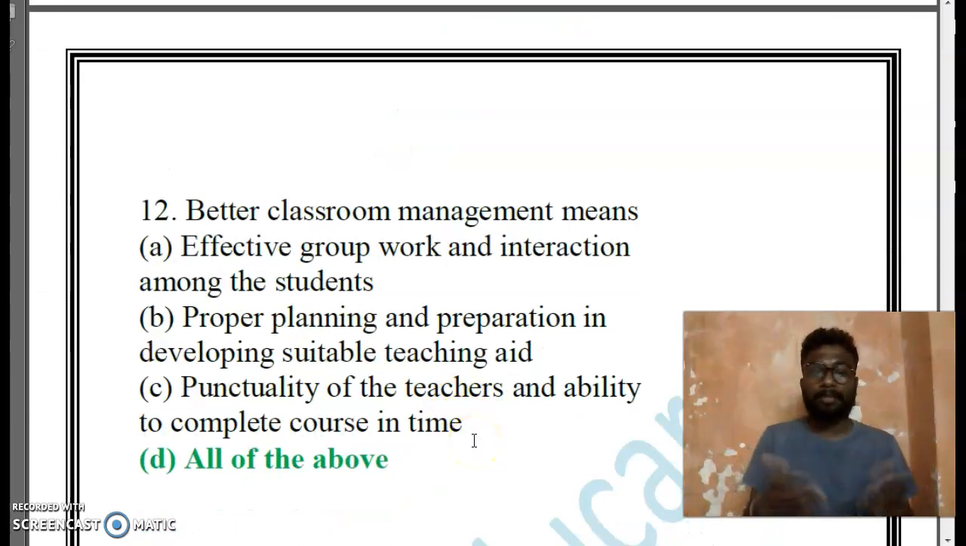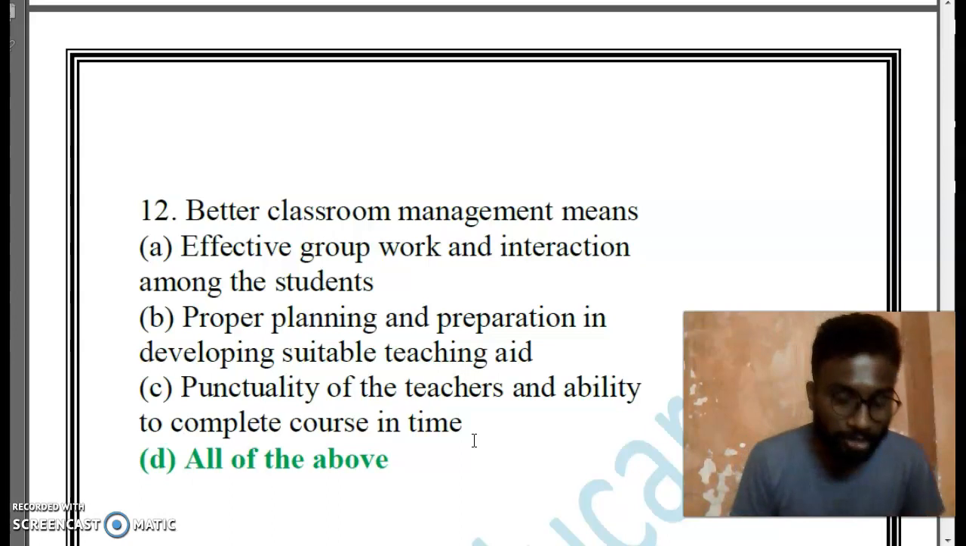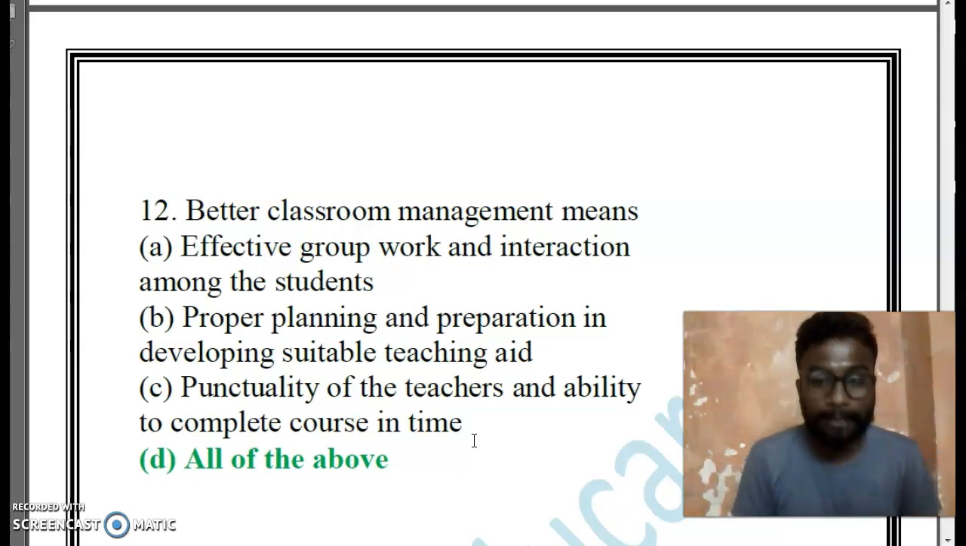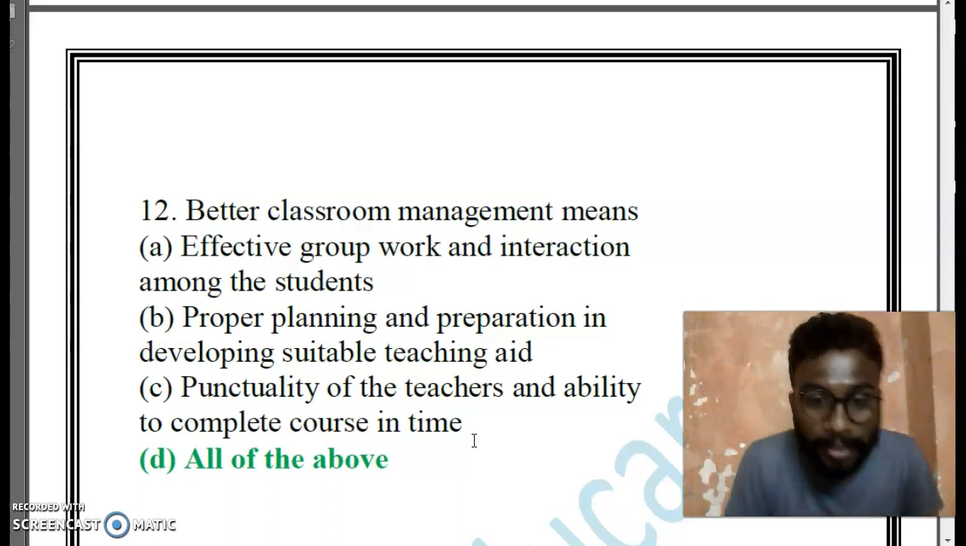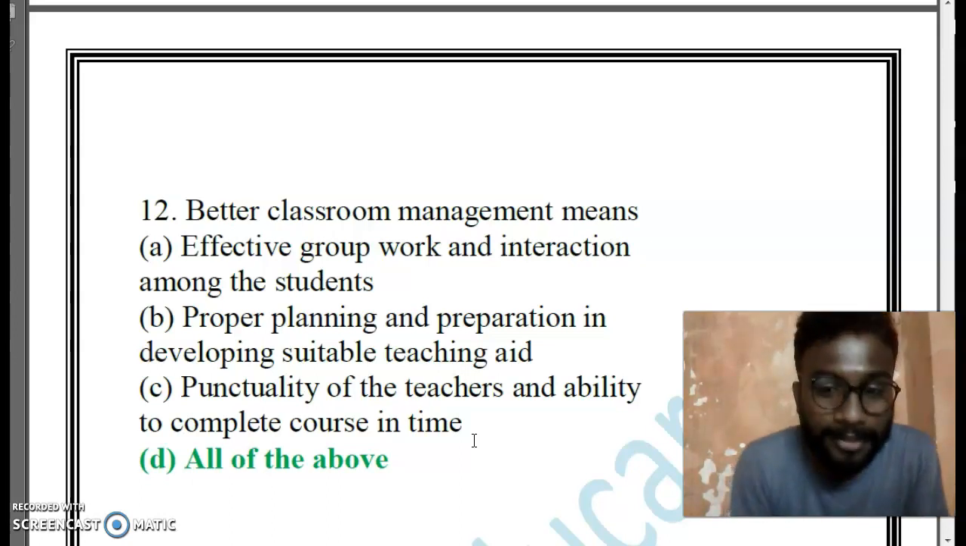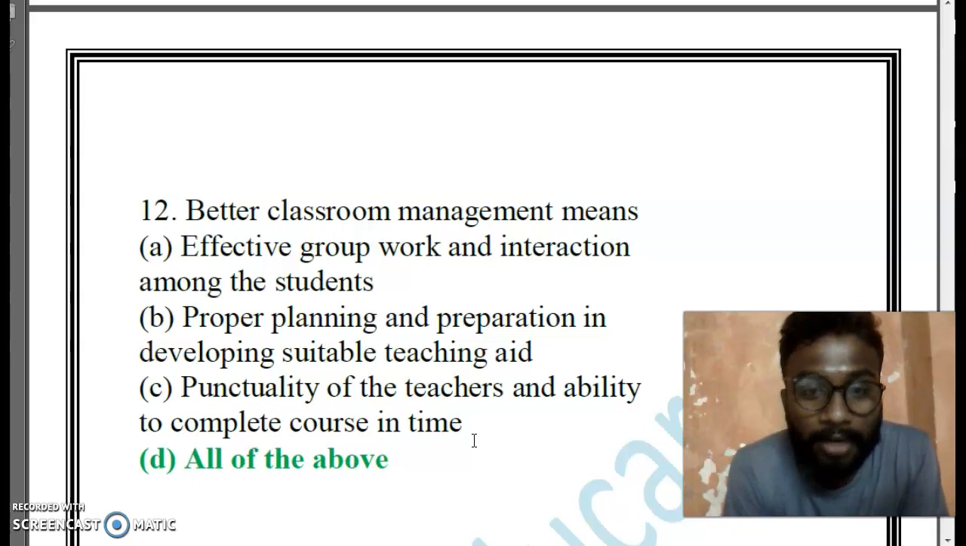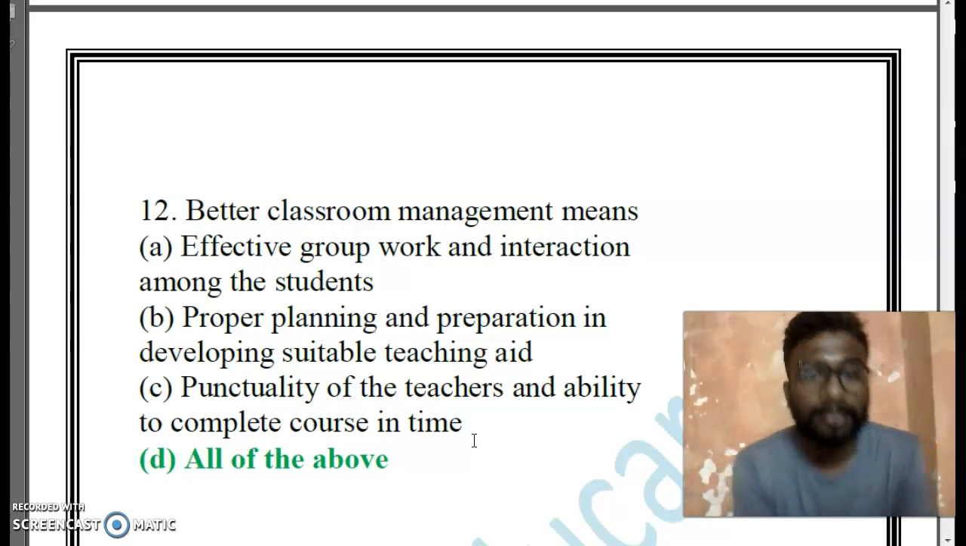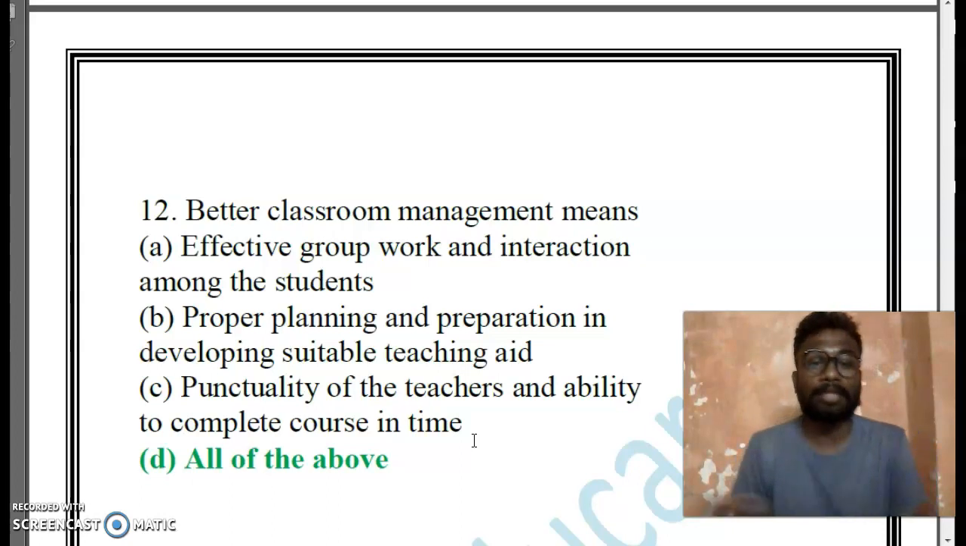Better classroom management means what? What is better classroom management? Following options. Option A, effective group work and interaction with the students. Yes, which is really important. Option B, proper planning and preparation of developing suitable teacher aids. Option C, punctuality of the teachers and ability to complete the course in time. And option D, all of the above. Yes, all the mentioned factors are the factors of classroom management, right?